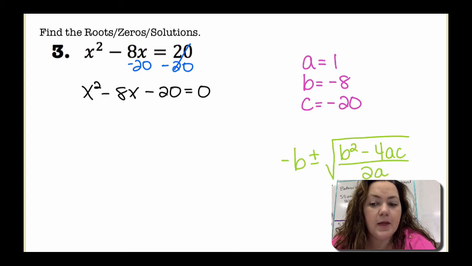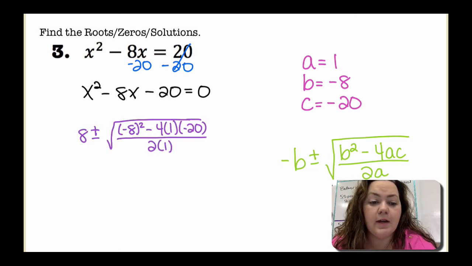So negative b, and my b is already negative, it's going to be negative negative 8, which makes it positive 8, plus or minus the square root of b squared. B is negative 8, so negative 8 squared, minus 4 times a, which is 1, times c, which is negative 20, all over 2 times 1.